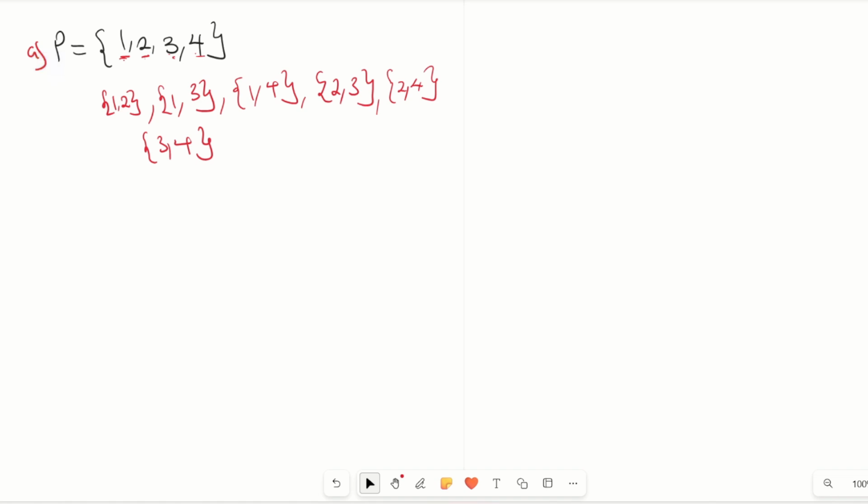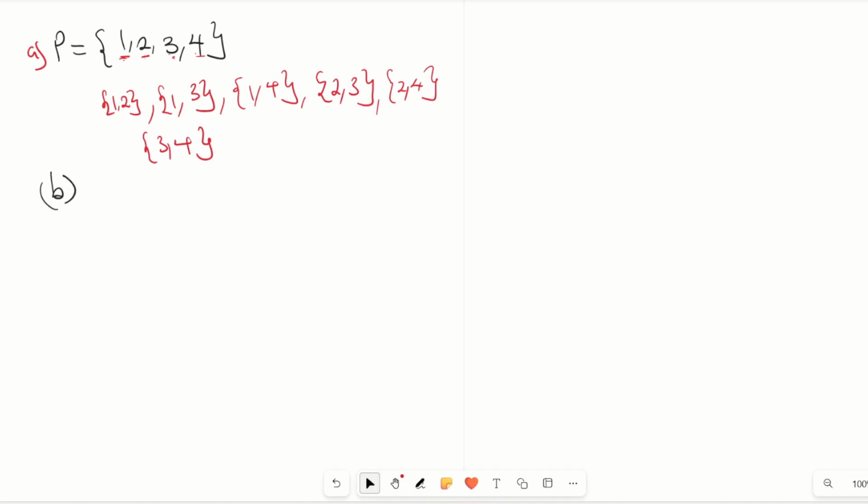Sometimes they can ask you to find the number of subsets of a set, and that is where you have to use 2 raised to the power n, where n represents the number of elements in the set. Now let's consider the B part of the question.